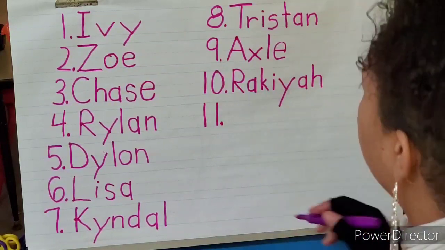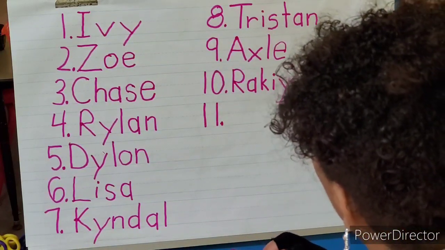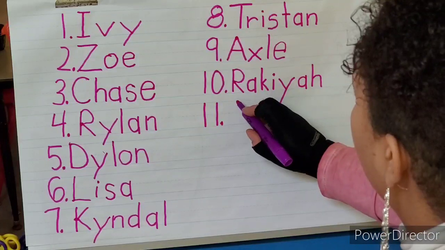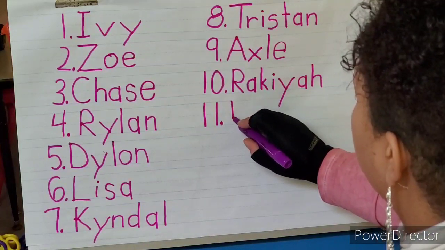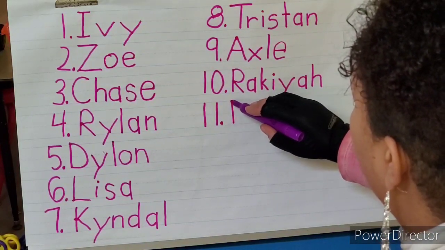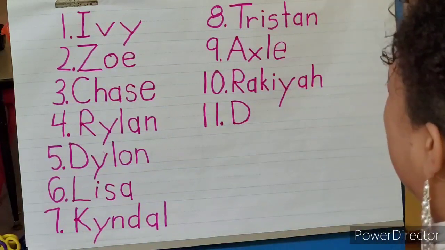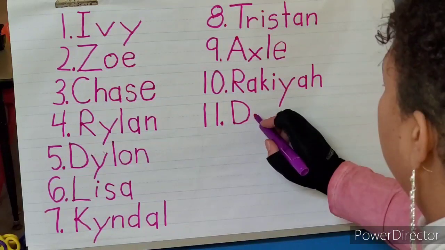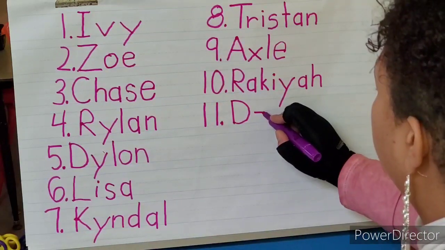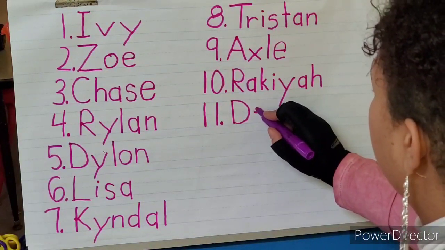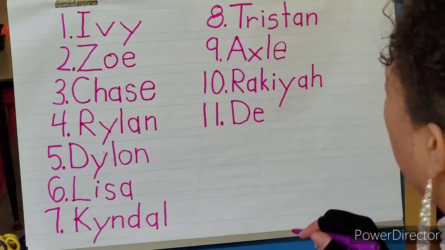Let's move on to friend number 11. You guys are reading so well. We're going to make a vertical line down, and we're going to curve that belly all the way to the bottom this time for the letter D, capital D. Then we need a short horizontal line, curve around for the letter E.